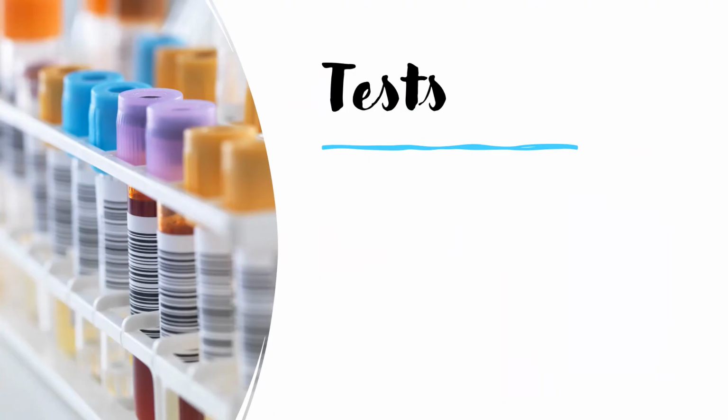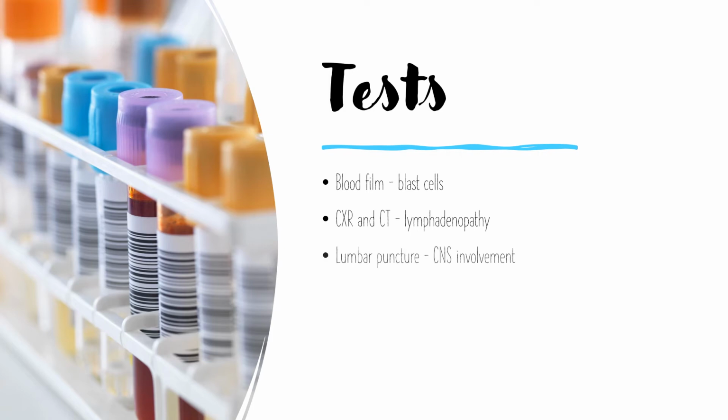You're going to do some tests for this patient if you're concerned that it could be ALL. First, blood films will show characteristic blast cells, as well as in the bone marrow. The white blood cell count is usually high as well. Then you could do a chest x-ray and a CT to look for both the mediastinal and abdominal lymphadenopathy. Lastly, if you're concerned about CNS involvement, you do a lumbar puncture.